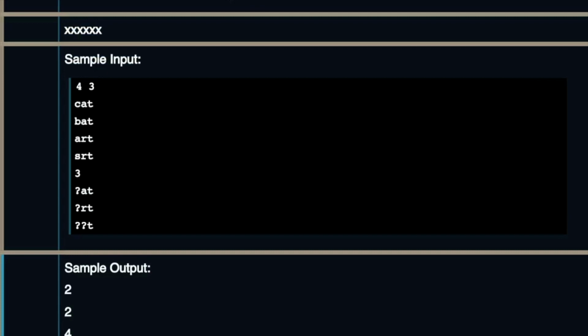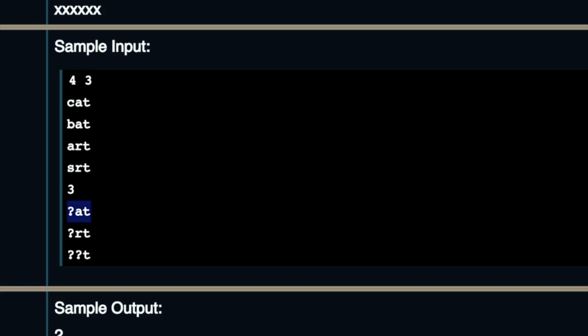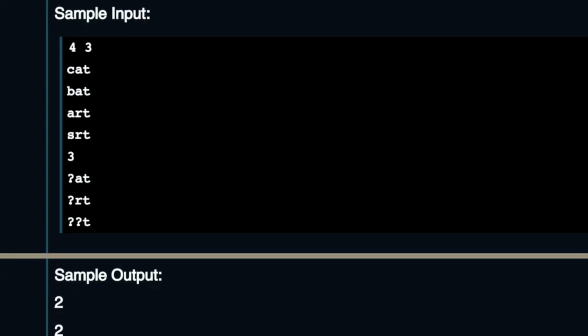How? Let us zoom into it and I'll explain it to you. As you can see here, question mark AT. In the place of the question mark, you can put any alphabet, and that word should be in the dictionary. So if you put AAT, it's not in the dictionary. But if you put B in place of the question mark, it becomes BAT, and BAT exists in the dictionary. If you put C, it becomes CAT, and CAT exists in the dictionary. And if you put any other letter, it does not exist in the dictionary. So here, 2 is the output for the first query.